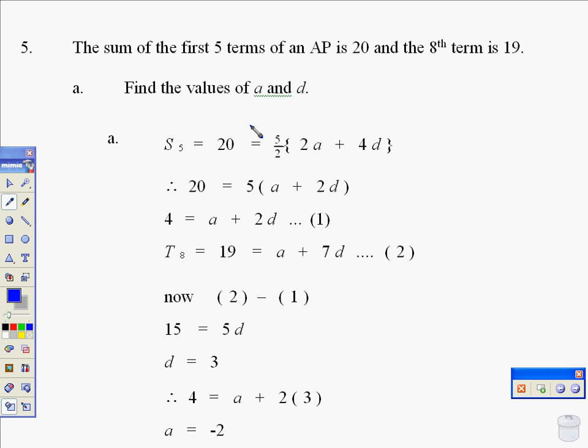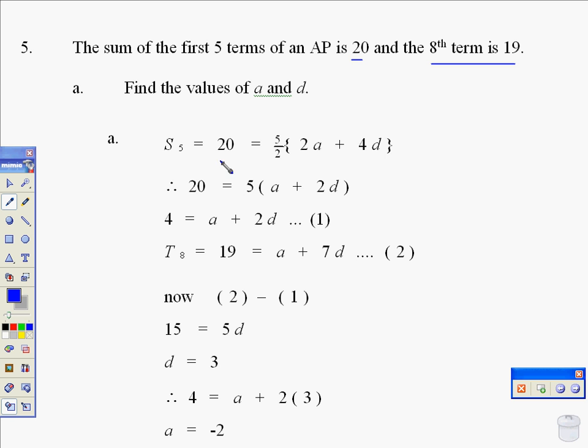In this question, we've been given the sum of the first 5 terms of an AP. We're told the sum is 20. We're now told the 8th term is 19. Firstly, we don't know anything about the value of the first term or the common difference, so we need to use all this data to work that out.